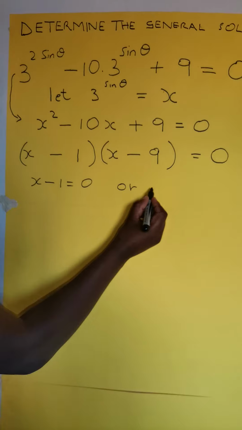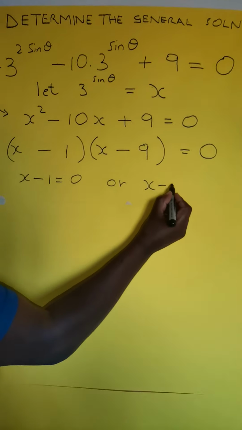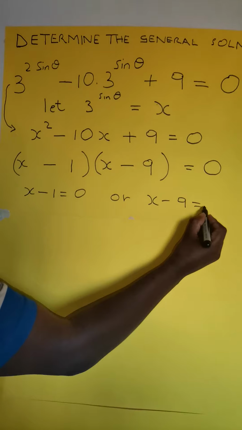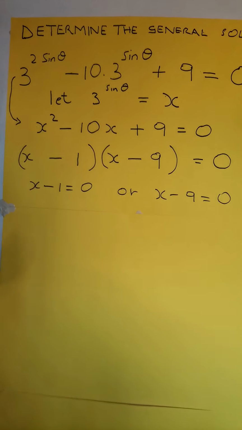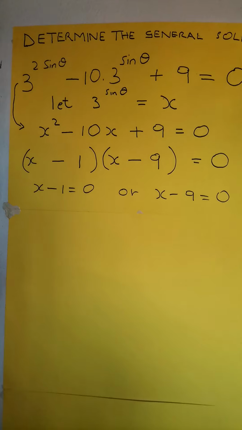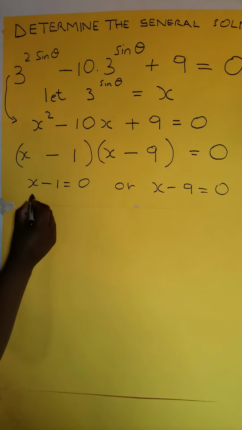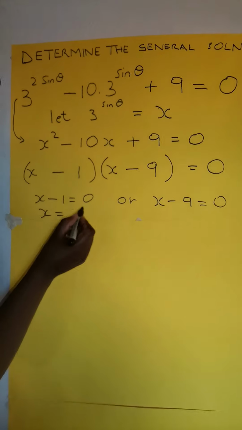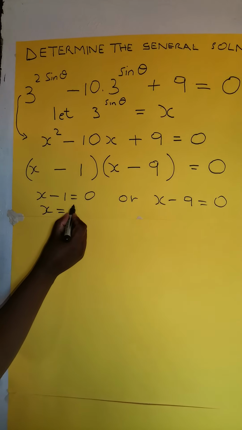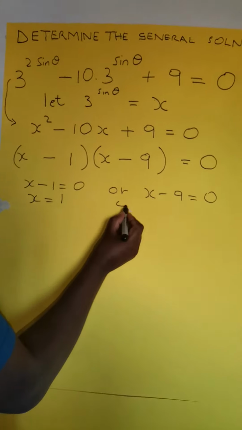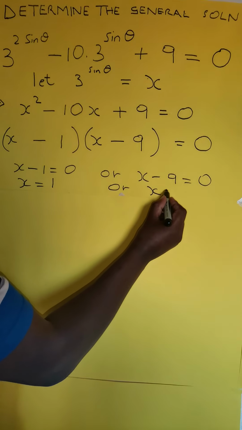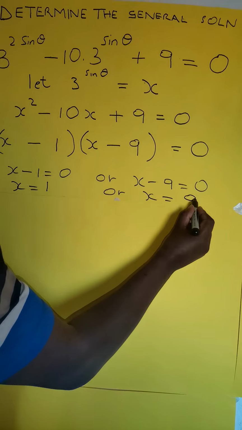So this means we have, as part of our solutions, x minus 1 equals 0, or x minus 9 equals 0, right? That's because we are multiplying there. So that means x is equal to, we take the minus 1 to the other side, 1, or x is equal to 9, right?